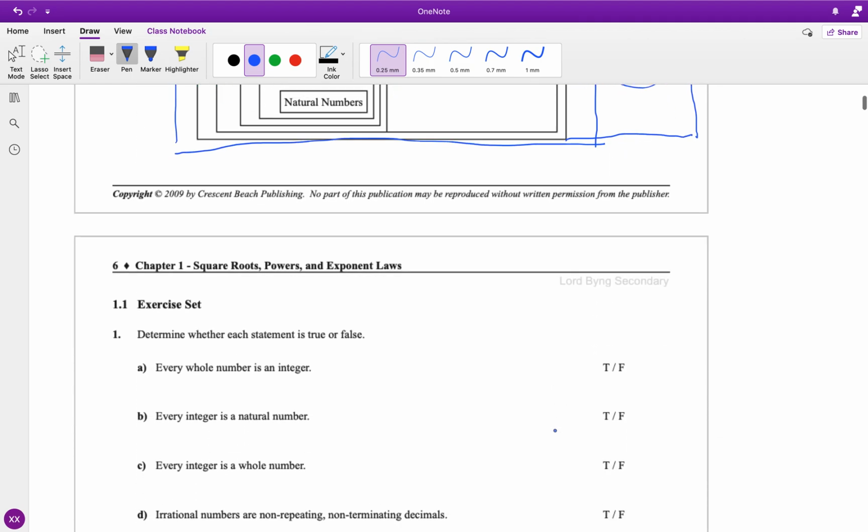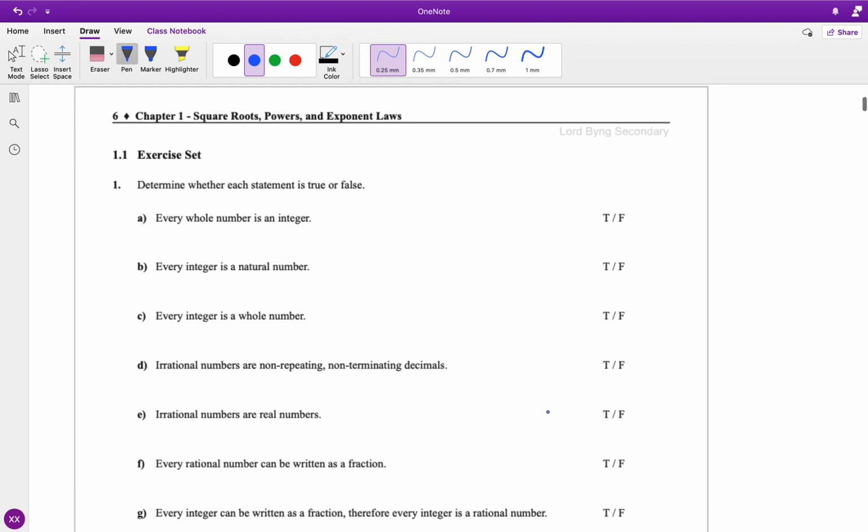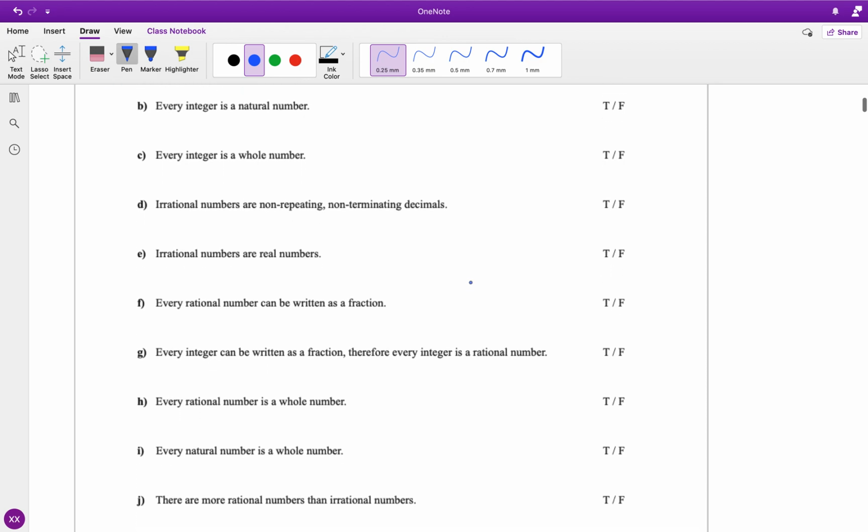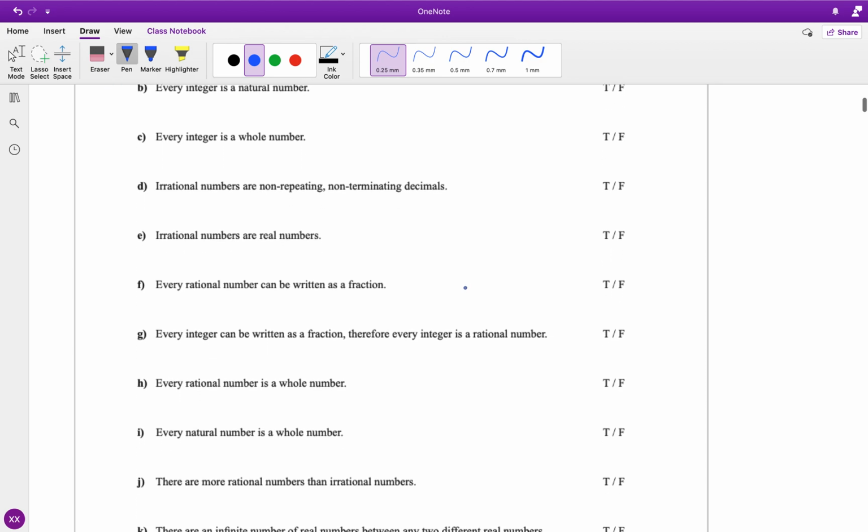Now, for your exercise set, I find this question very interesting. Question number 1. All right. So this is true or false. It's pretty much like the logic. All right, so have some fun with it.